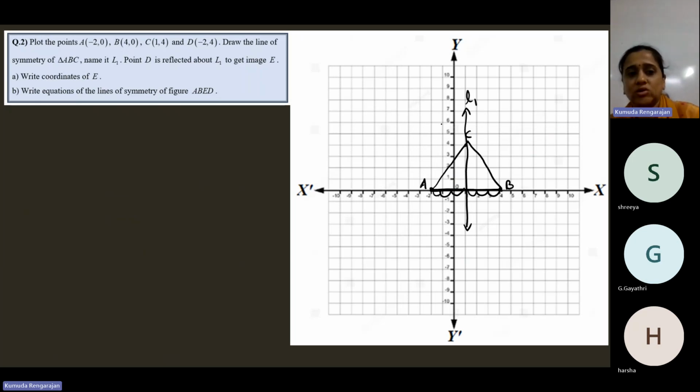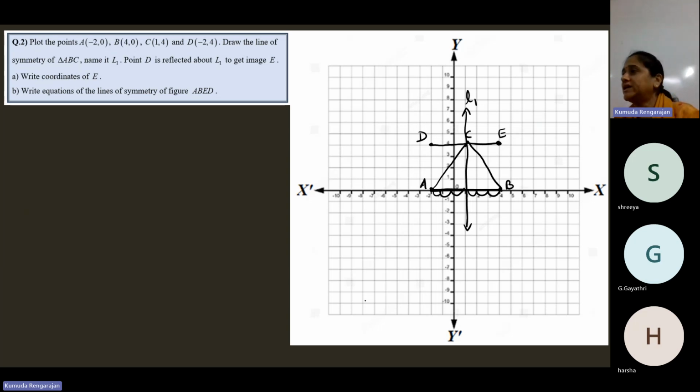Now they're asking you to mark this point D, minus 2, 4. Minus 2 is here. Plotting, we understand how to plot? Otherwise, I'll come to you and tell you. Minus 2, 4. This is D. Now you have to reflect this point D. L1 is the mirror. This point D is standing in front of the mirror L1. Where will it find its reflection? How far is the point D from the mirror? 1, 2, 3 units. So the reflection will be 3 units behind the mirror. Let's count, 1, 2, 3. This is the point where D is reflected, and they want us to mark it E. They're calling it the image E.